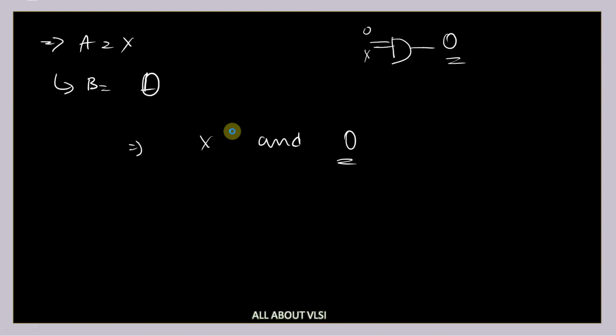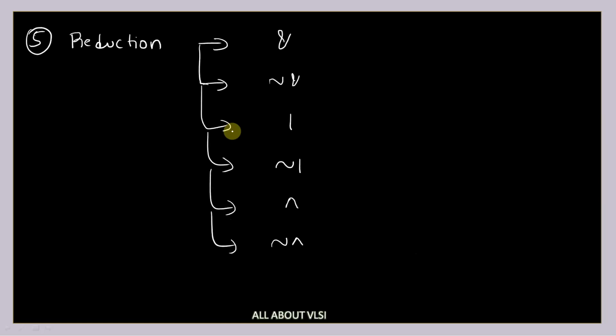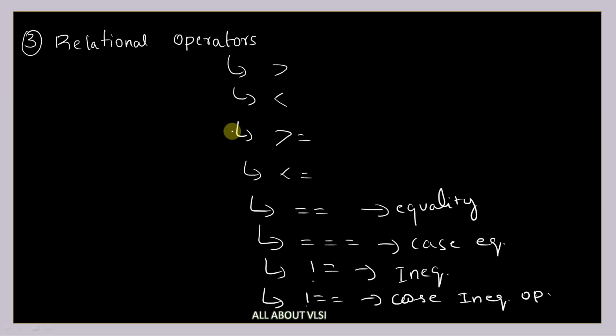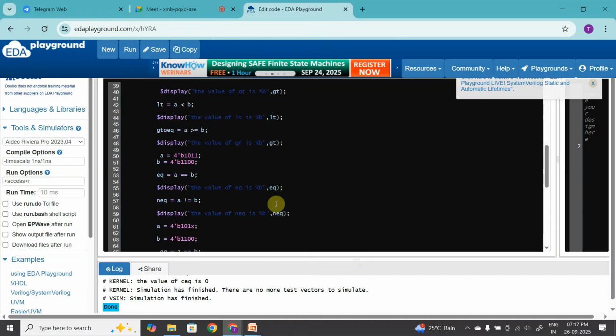Okay, so we have discussed relational operators and equality operators. After relational operators and equality operators, we have another type of operators which is known as bitwise operators. In the case of bitwise operators, we have bitwise NOT, bitwise AND, bitwise OR, bitwise XOR, bitwise XNOR. Okay, let us try to understand what these bitwise operators are.